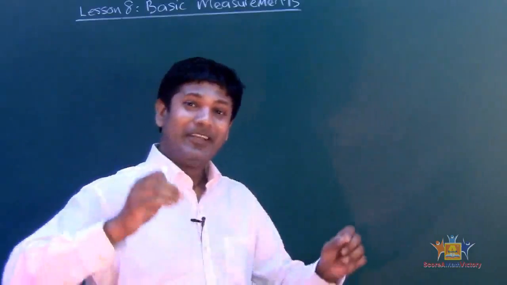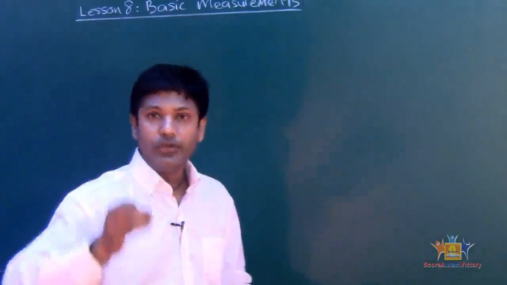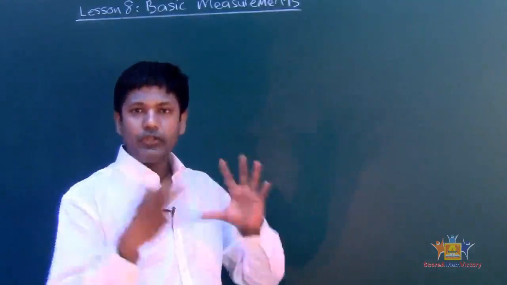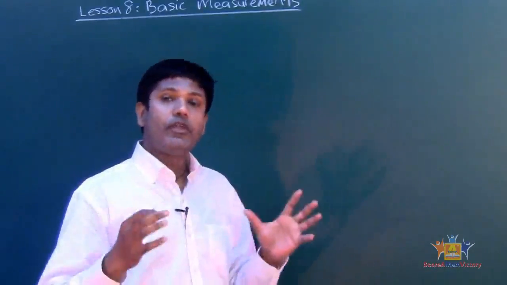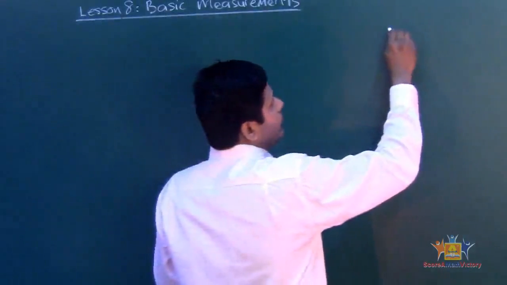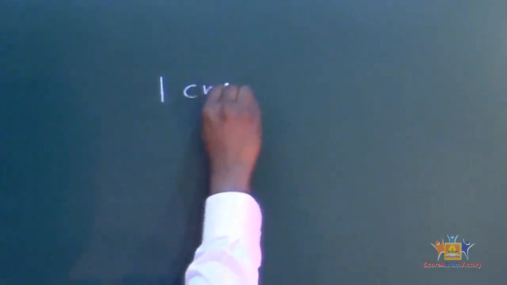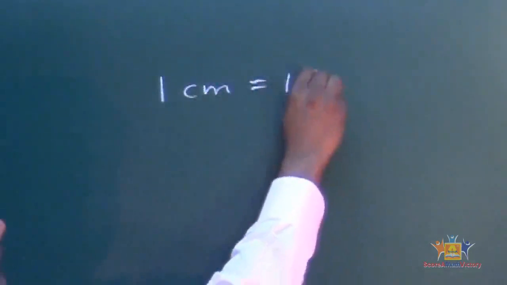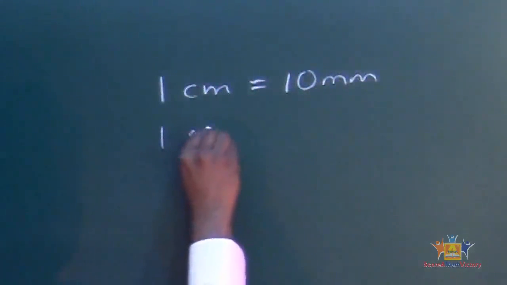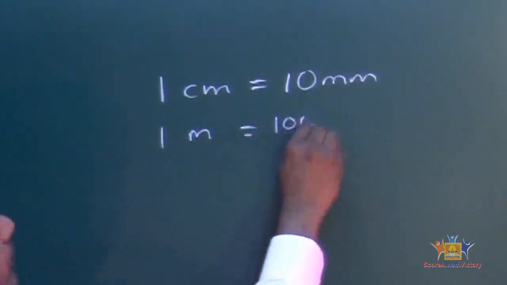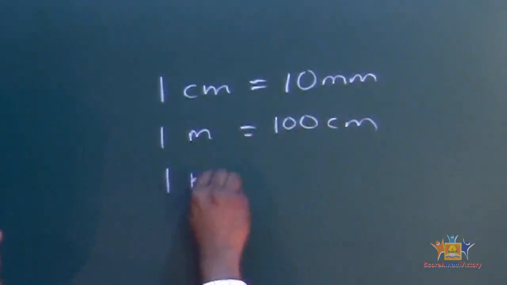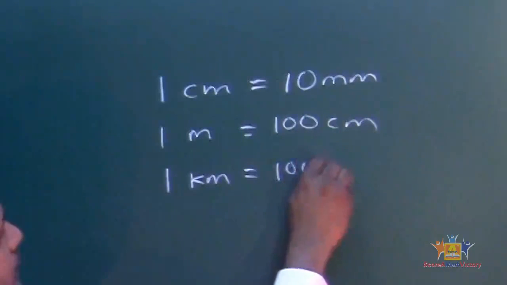Alright, my dear students, in this part we're going to learn how to add, subtract, multiply, and divide using those units. Before we do that, let's write down the relationship between the units for length. We know that 1 centimeter equals 10 millimeters, 1 meter equals 100 centimeters, and 1 kilometer equals 1,000 meters.